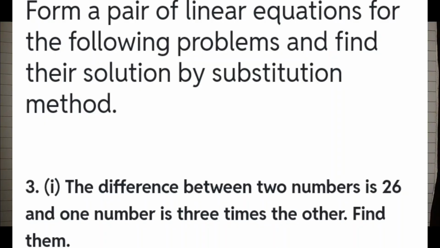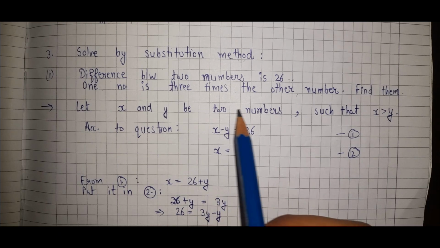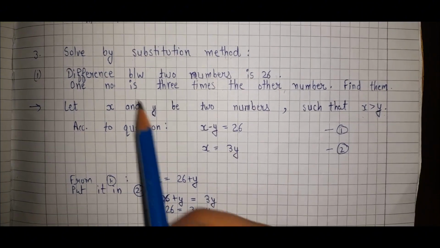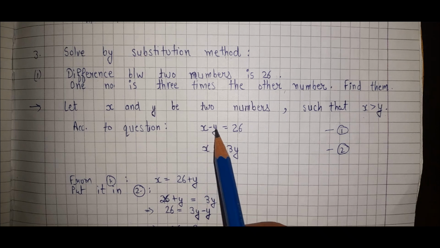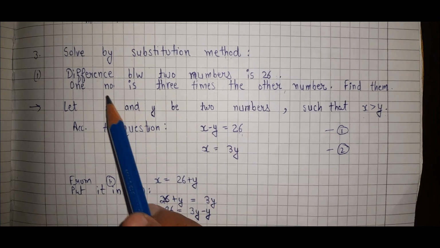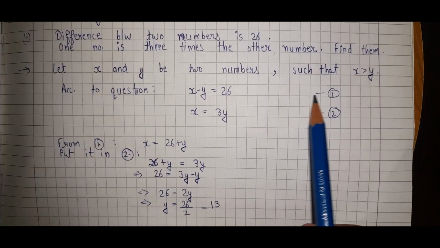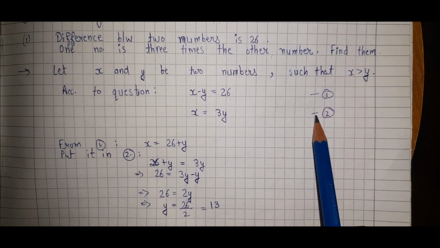Third question, form the pair of linear equations and find their solutions by substitution method. First part is, the difference between two numbers is 26 and one number is 3 times the other number. Find the numbers. Let x and y be two numbers such that x is greater than y. So according to the question, difference is 26, so x - y = 26. And one number is 3 times the other, so x = 3y.